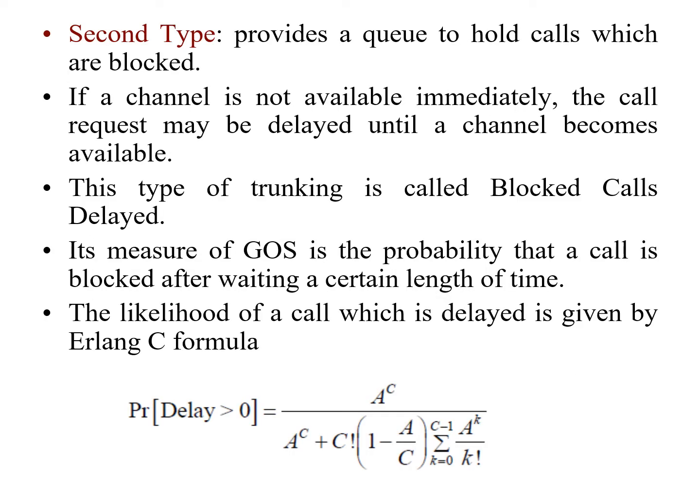Second type provides a queue to all calls which are blocked. If a channel is not available immediately, the call request can be delayed until a channel becomes available. This type of trunking is called blocked calls delayed. Its measure of GOS is the probability that a call is blocked after waiting a certain length of time. The likelihood of a call which is delayed is given by Erlang C formula, that is probability of delay greater than 0 equal to A to the power of C divided by A to the power of C plus C factorial (1 minus A by C) summation k equal to 0 to C minus 1 of A raised to k divided by k factorial.